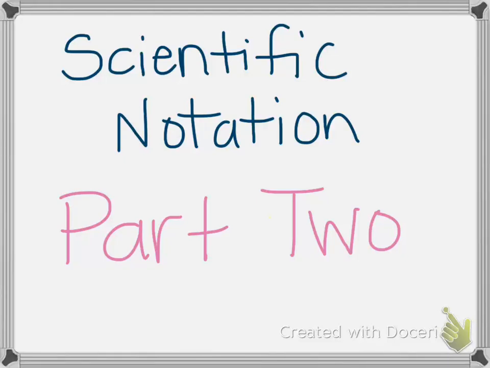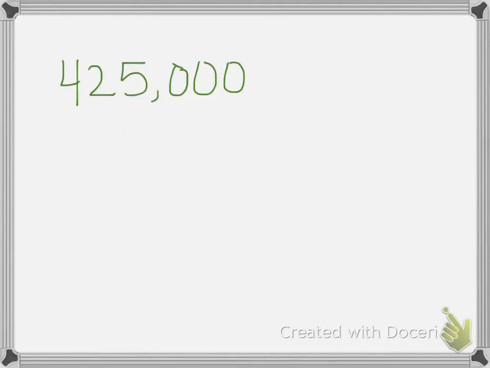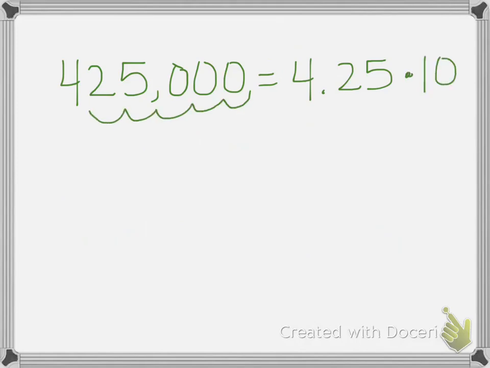Alright, now we get part 2 of scientific notation. So, if you have a big, gigantic number, I guess that's not too gigantic, depending on what you're comparing it to. But again, scientific notation is a way to write numbers like this as a product of a decimal and a power of 10. For example, I could write this as 4.25 times 10 to the power of 1, 2, 3, 4, 5.